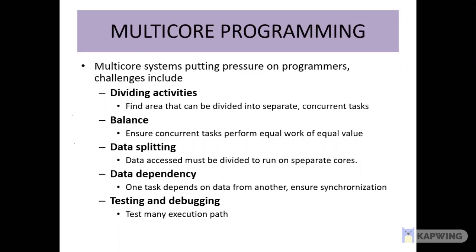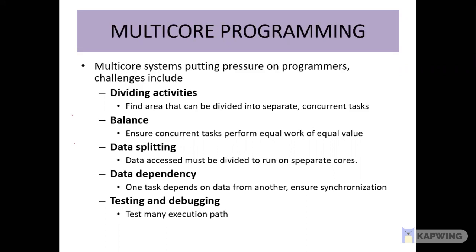Then the second one is balance. It ensures concurrent tasks perform equal work of equal value. Suppose you have two processors and two processes, so those two processes can execute on the two processors. But if you have five processes and two processors, how do you balance? One task may require 1 hour, another only 10 milliseconds. So how to balance should be decided: which process should execute on which processor? So balancing again should be done.